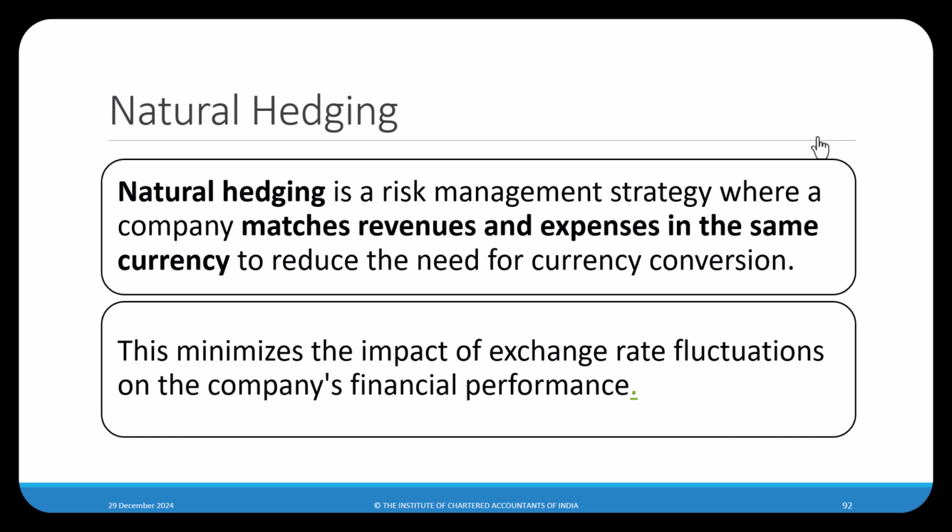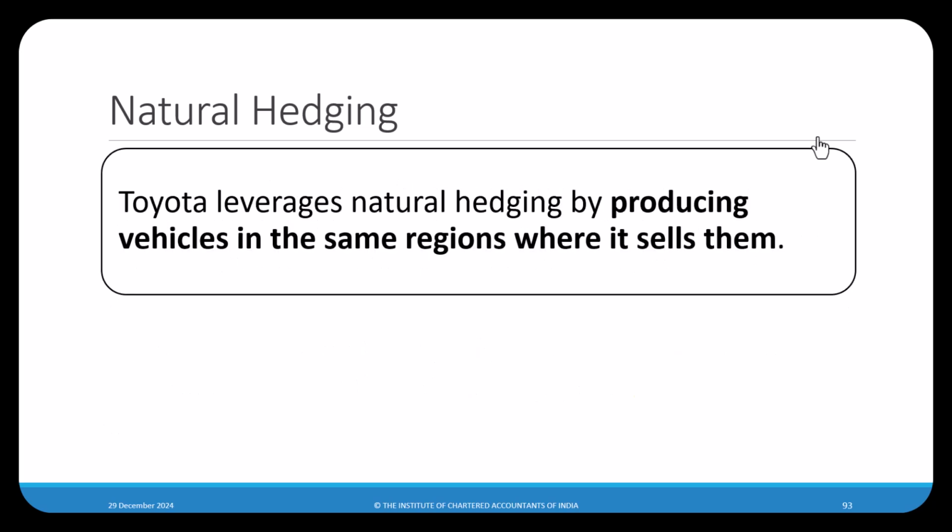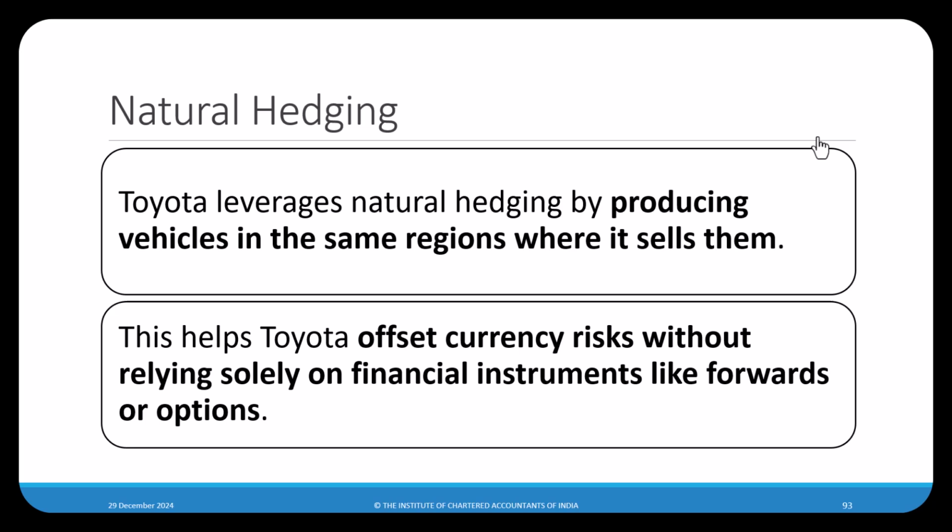Like I gave an example of Toyota, which has manufacturing facilities all over the world. Okay, so this minimizes the impact of exchange rate fluctuations on the company's financial performance. Toyota leverages natural hedging by producing vehicles in the same regions where it sells them. This helps Toyota offset currency risk without relying solely on financial instruments like forwards or options.